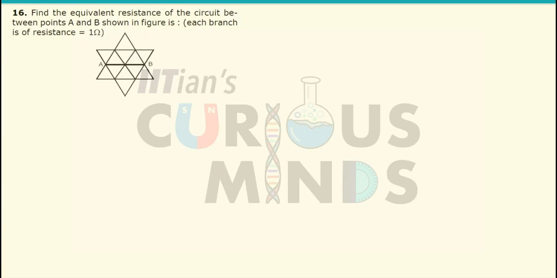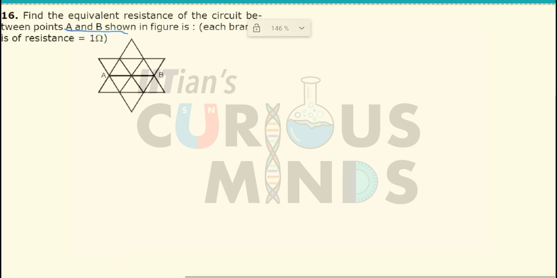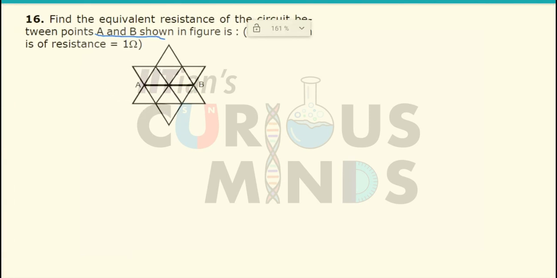Find the equivalent resistance of the circuit between the points A and B as shown in the figure. Each branch carries a resistance of 1 ohm. Now first of all, before we find out the equivalent resistance, understand that there is a symmetry over here, and whatever I do for one resistance, if resistance looks similar, the same thing will be applied to all the resistances.